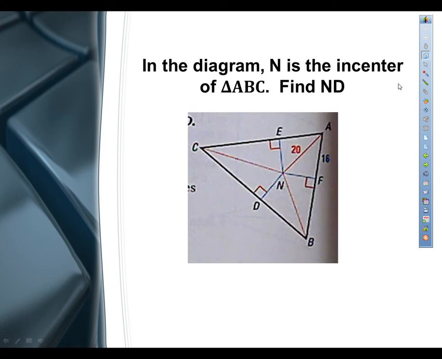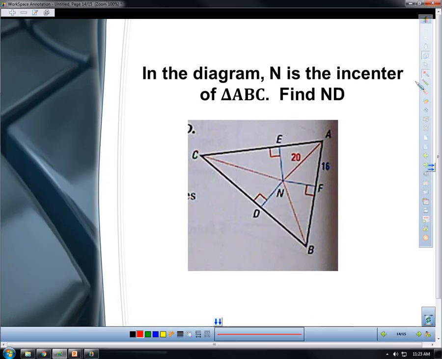Okay, so in this diagram, N is the incenter of ABC. Find ND. Okay, I believe this is AN, and I know that this AF is 16, so I can do 20 squared equals 16 squared plus x squared, and we can find what NF is, which would have to be equal to ND.